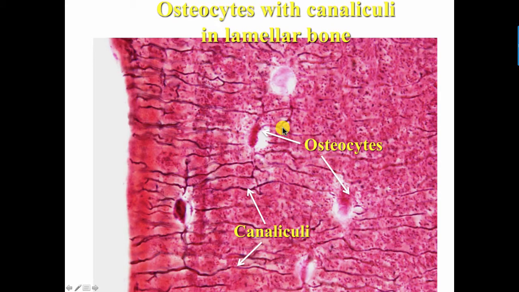This slide, I think, nicely shows osteocytes in their lacunae and the canaliculi, which pass from lacuna to lacuna, as well as passing to the surface of the bone here, where they would derive nutrition from the periosteum, which, as you can see, has been removed during decalcification.